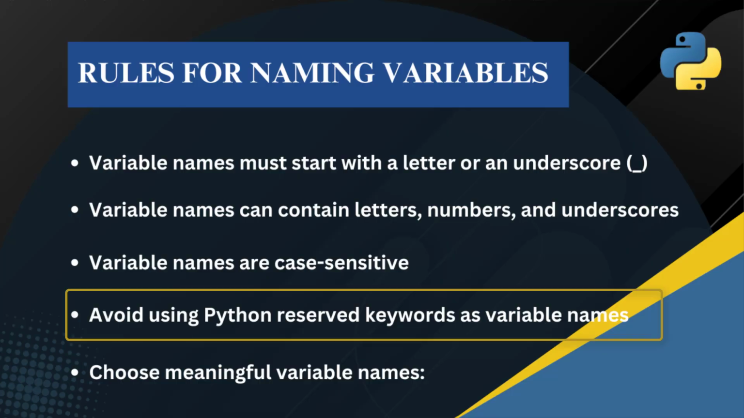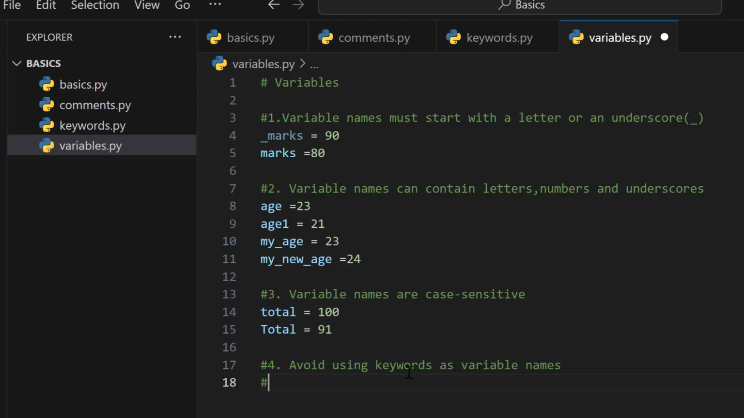The other rule is that you should avoid using keywords as variable names. The keywords in Python include if, else, while. These are examples. Then for, then we also have break, and very many others.